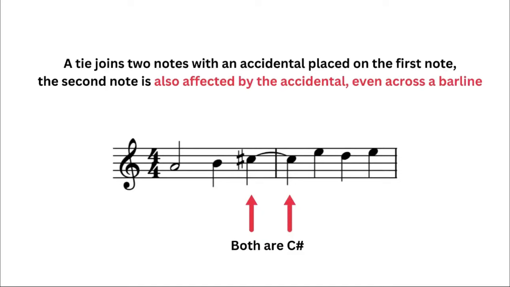When a tie joins 2 notes with an accidental placed on the first note, the second note is also affected by the accidental, even across a bar line. In the above example, the first note is also a C sharp in the second bar. That's all for our lesson on tie notes.